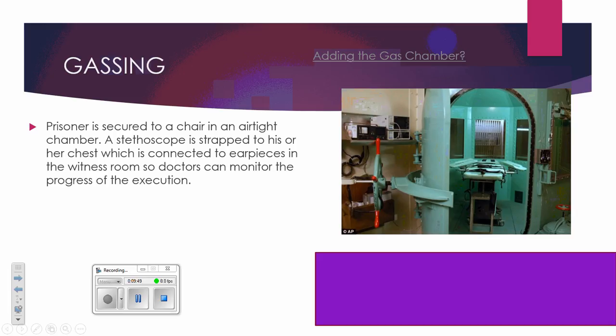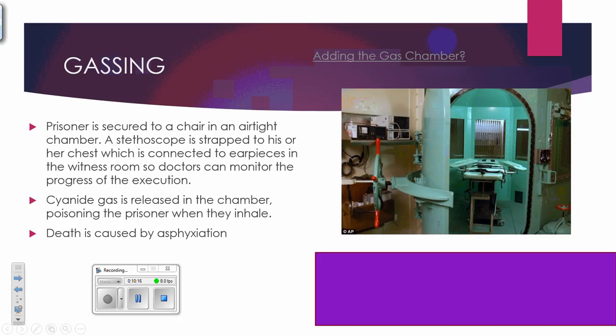The prisoner is secured to a chair in the center, just like you saw in the last clip, in an airtight chamber. Obviously, you don't want it leaking because then it affects people around there. A stethoscope is strapped to his or her chest, which is then connected to earpieces in the witness's room so they can monitor the progress to see that he or she has died. And then cyanide gas. Remember, where did we use cyanide?